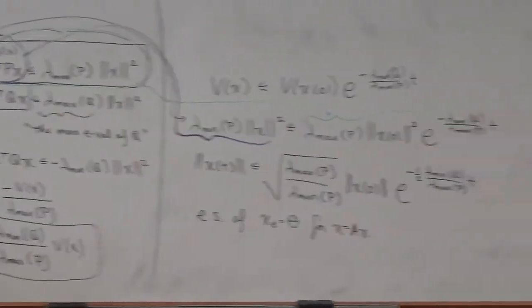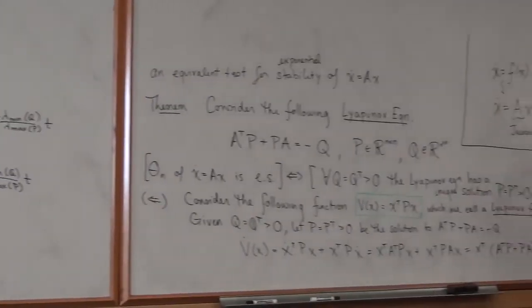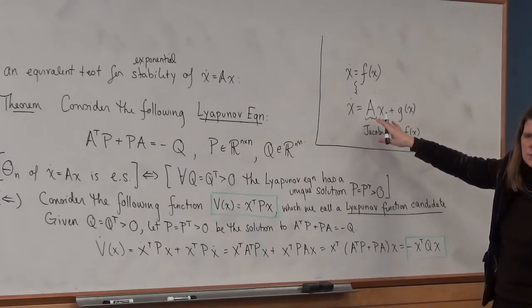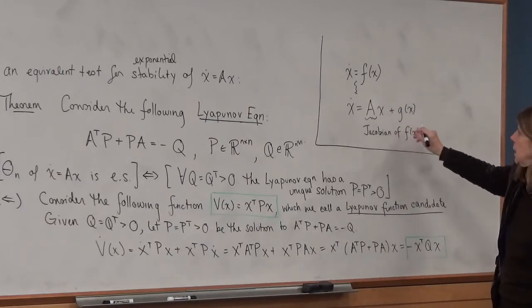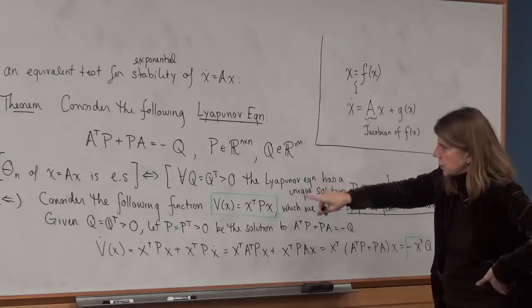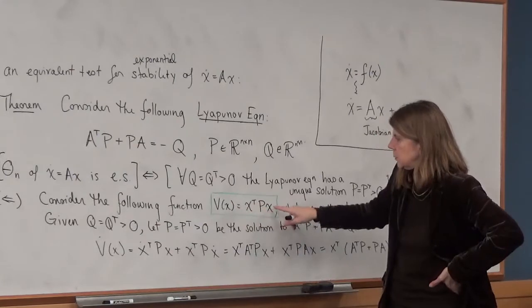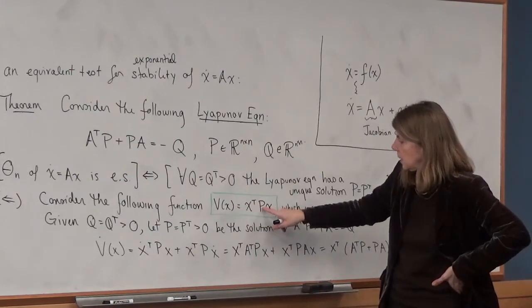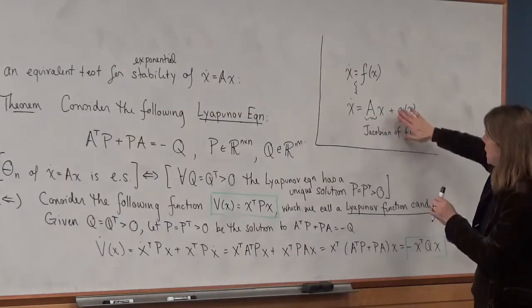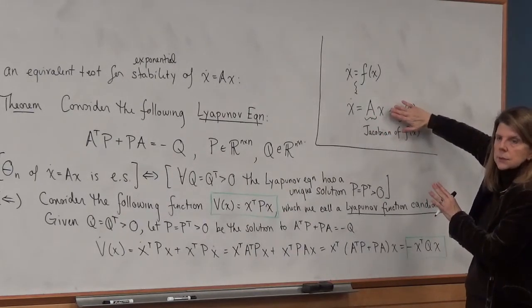And what's g of x? It's the leftover things. It's the higher order terms. So formally, it's the difference between f and Ax. So it's f minus Ax. So what you can use now is you can construct a Lyapunov function where P and Q are the same here, just for this matrix A. You can pretend right now that this is a linear system.